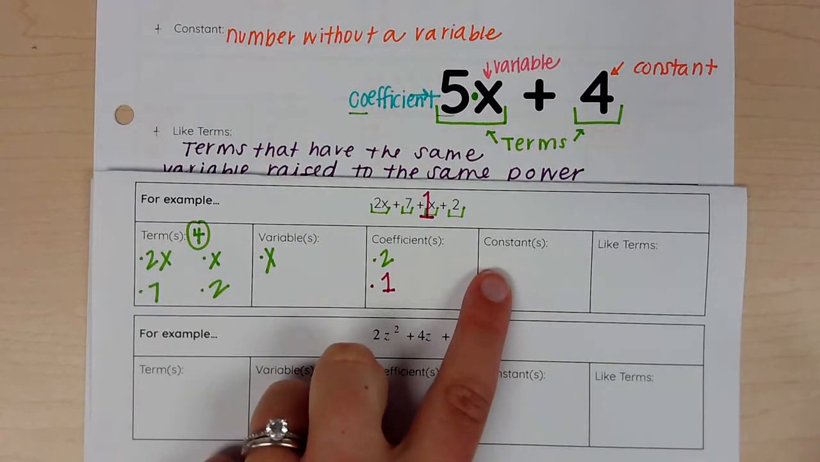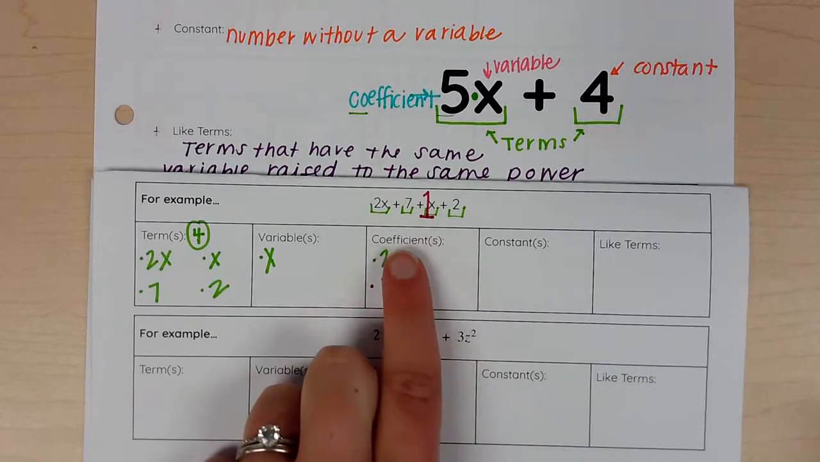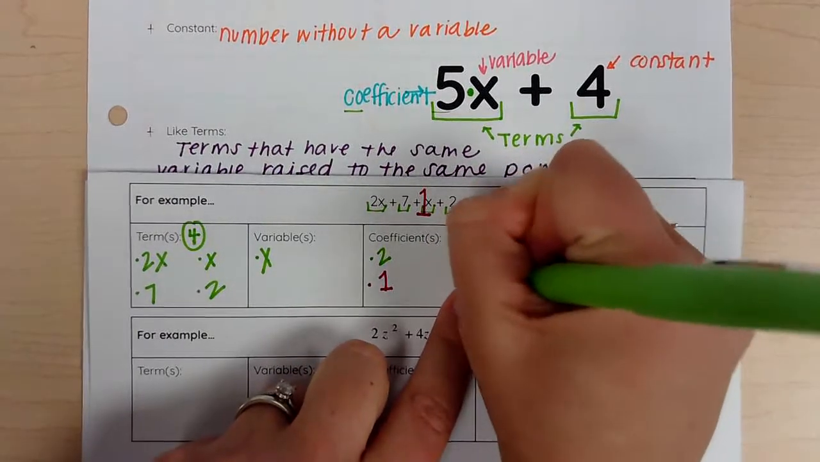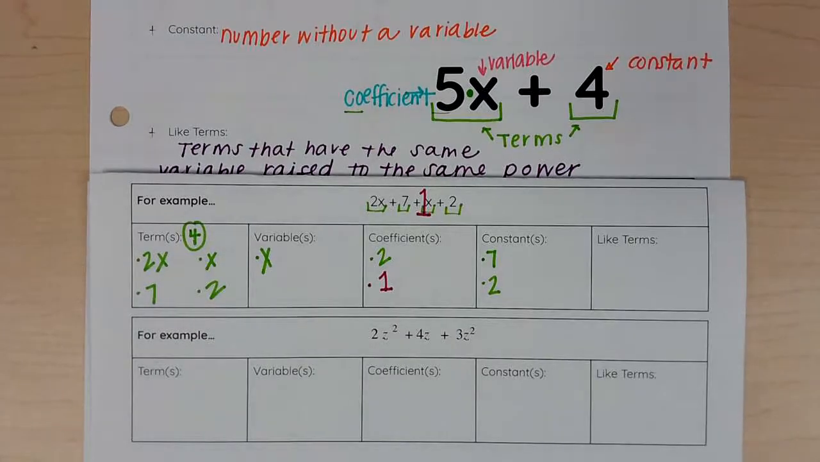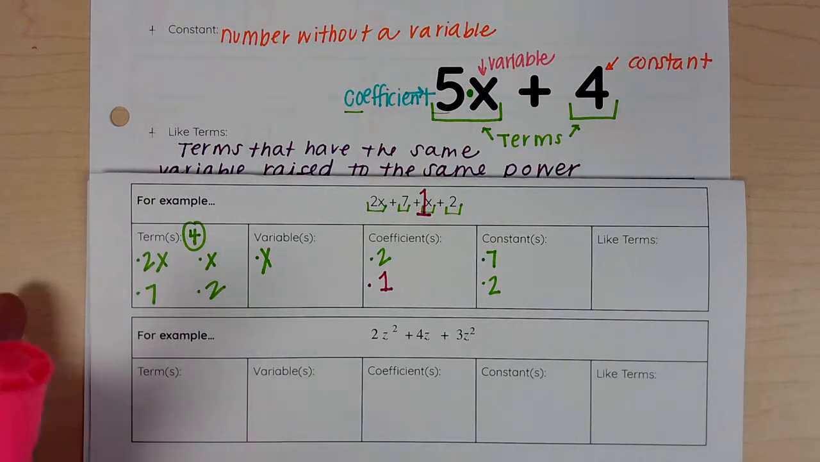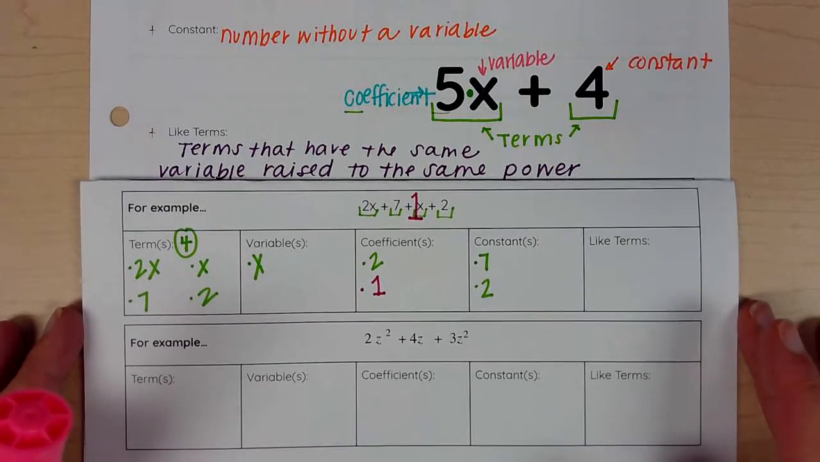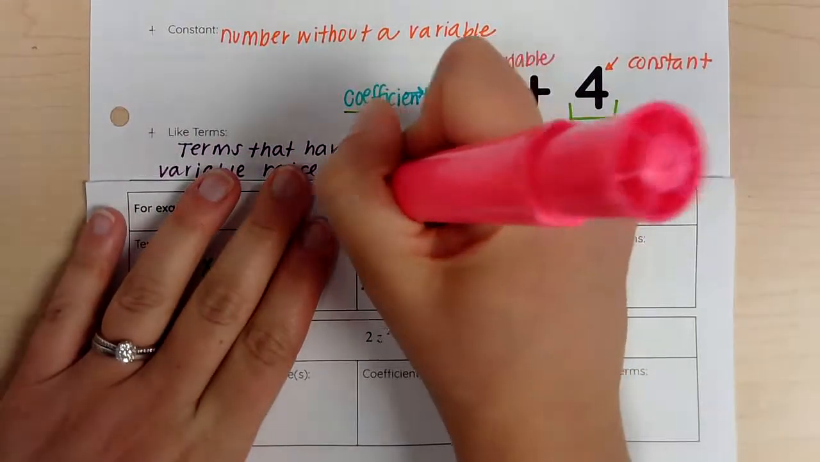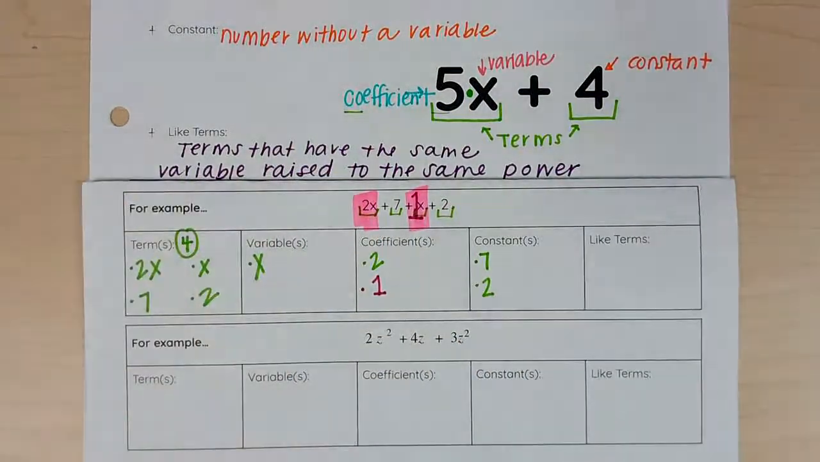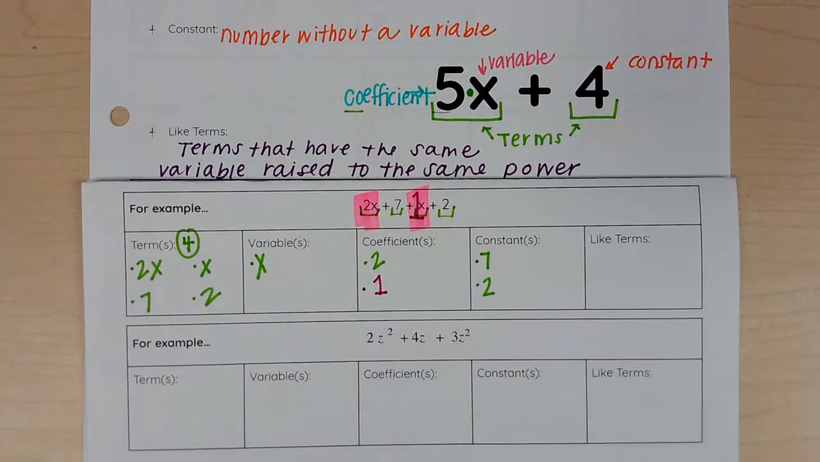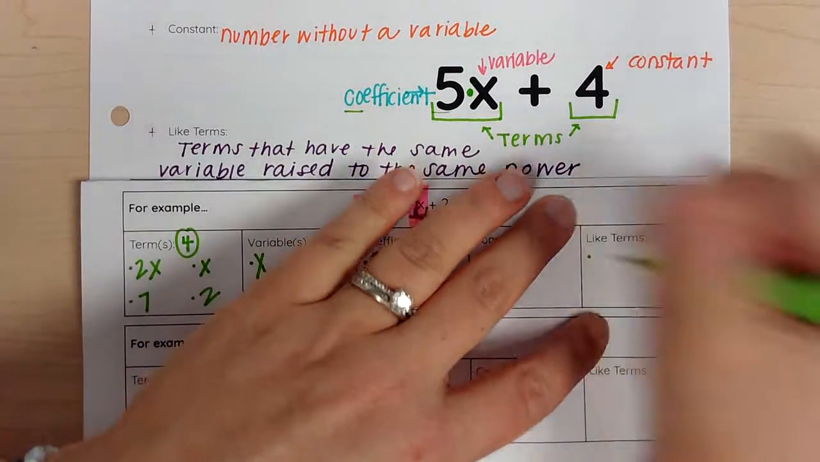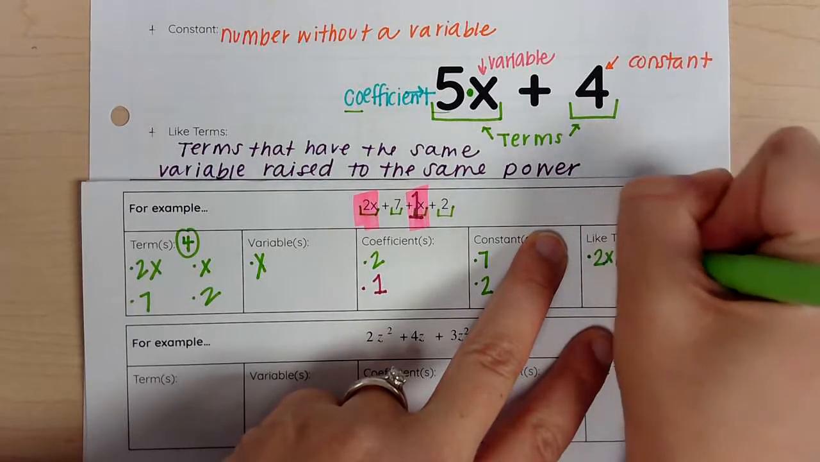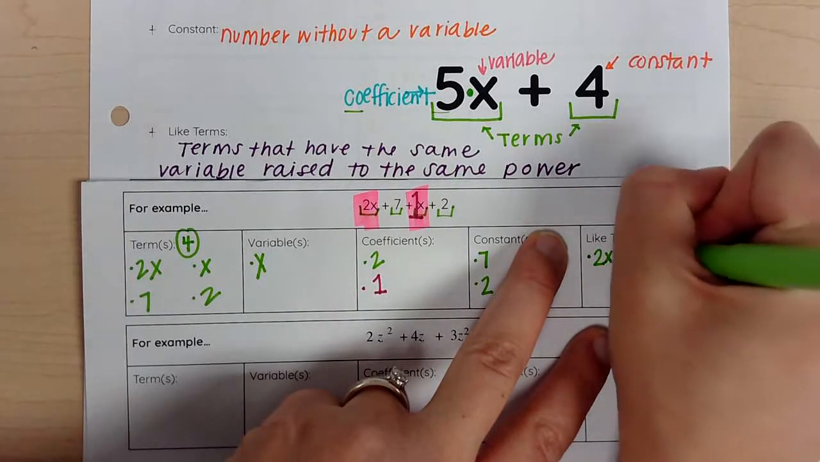Next, we have our constants. Those are the numbers without variables. So here we have 7 and 2. And then lastly, we have our like terms. Now, our like terms are terms that have the same variable raised to the same power. So here, 2x and 1x both have a variable of x with no exponent. So one set of like terms here is 2x and 1x.